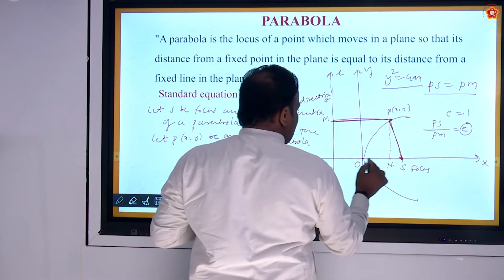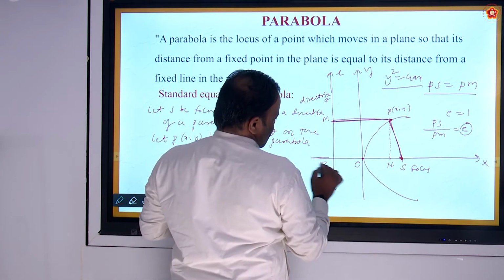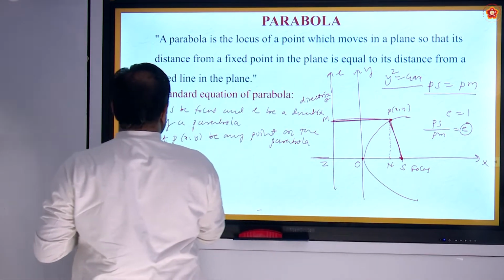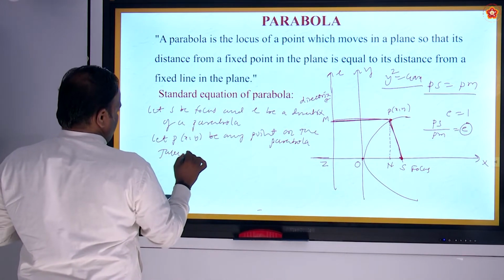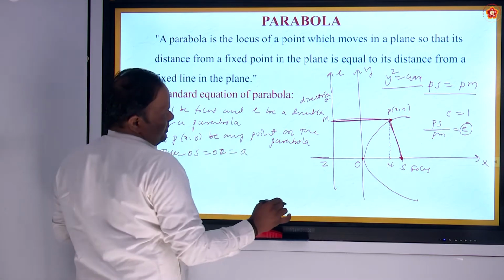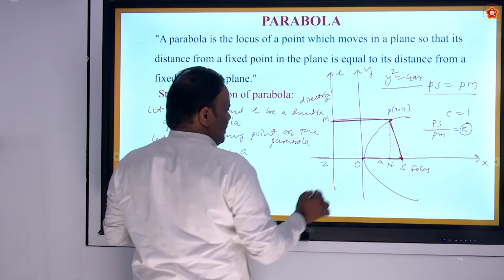Take OS equal to OZ equal to A. Take one point here, Z. Take OS equal to OZ equal to A length. Means this length is A, this is also A.